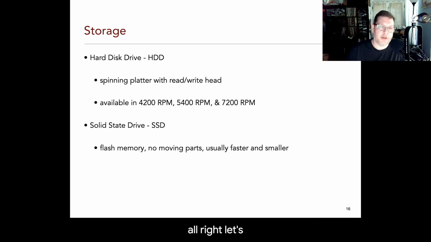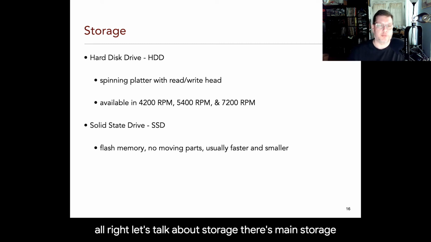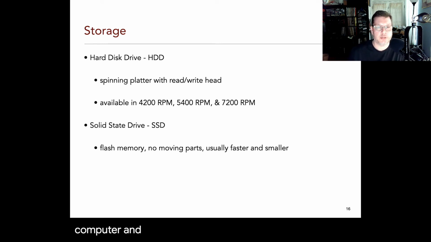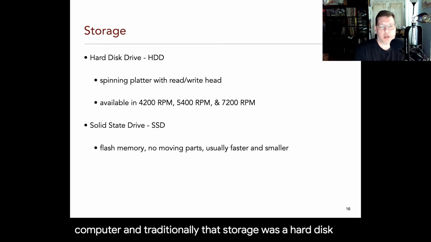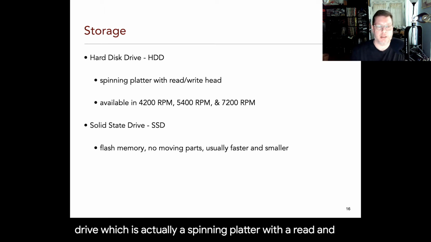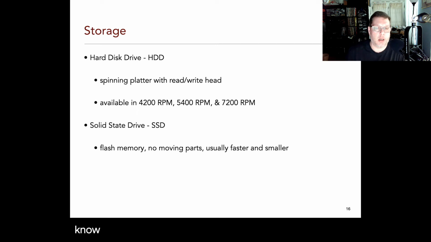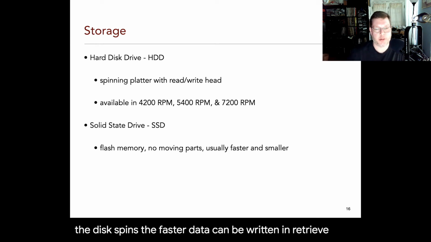All right, let's talk about storage. There's main storage in your computer, and traditionally that storage was a hard disk drive, which was actually a spinning platter with a read and write head. It looked a little bit like a stack of records, you know. And those are available in various speeds. The faster the disk spins, the faster data can be written and retrieved from it.